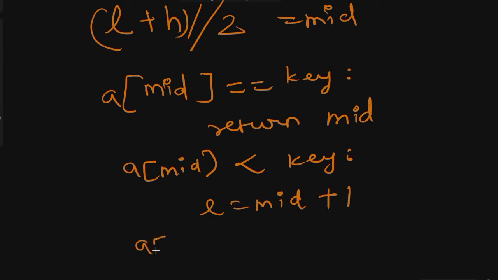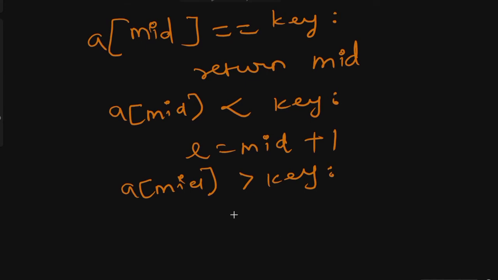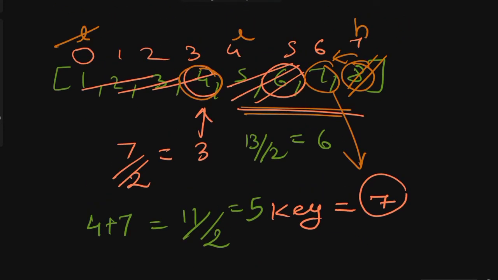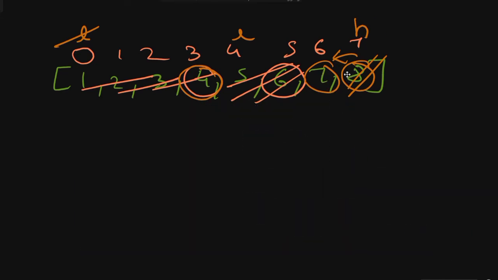Similarly, if A of mid is greater than the key, so my key is less, it will reside in the left part. So I can reduce the H now. So H is equal to mid minus 1, and we have to go on like this. But we have to stop somewhere. So let's take another example and see what the stopping condition would be.